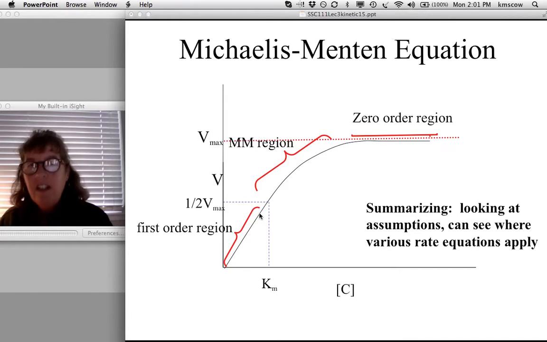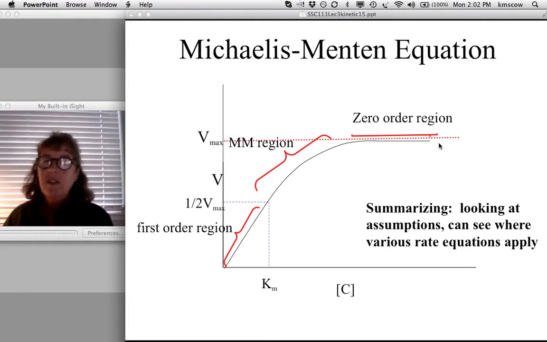Got it? Okay, and then when you get to the zero order region, the initial concentration is way, way higher than Km. In fact, you're up in this area beyond where that curve is starting to level off, where as the concentration increases, you can see no change in the rate. It's the same rate regardless of the concentration. And remember, that is the Vmax.